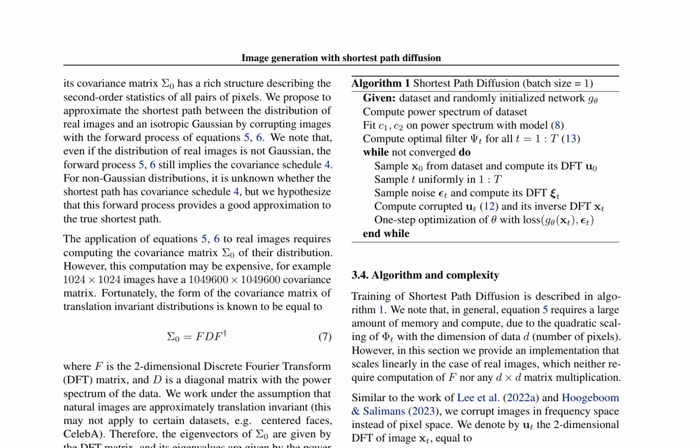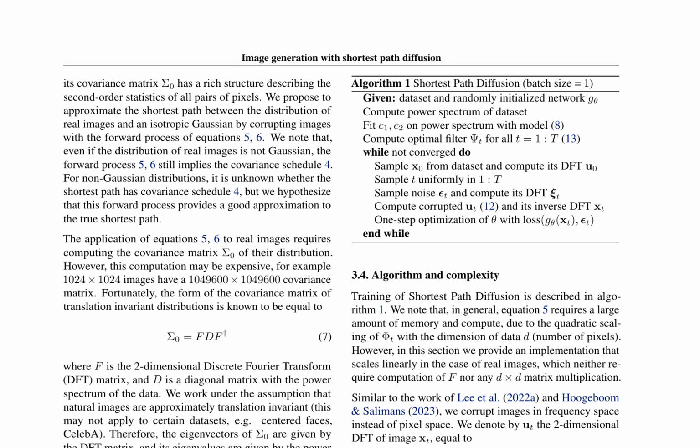Researchers have developed a novel approach to image generation using shortest path diffusion, which involves corrupting images with a forward process to approximate the shortest path between the distribution of real images and an isotropic Gaussian. This forward process is defined by equations 5 and 6, implying a covariance schedule described by equation 4. Although the true shortest path for non-Gaussian distributions is unknown, the authors hypothesize that this forward process provides a good approximation.